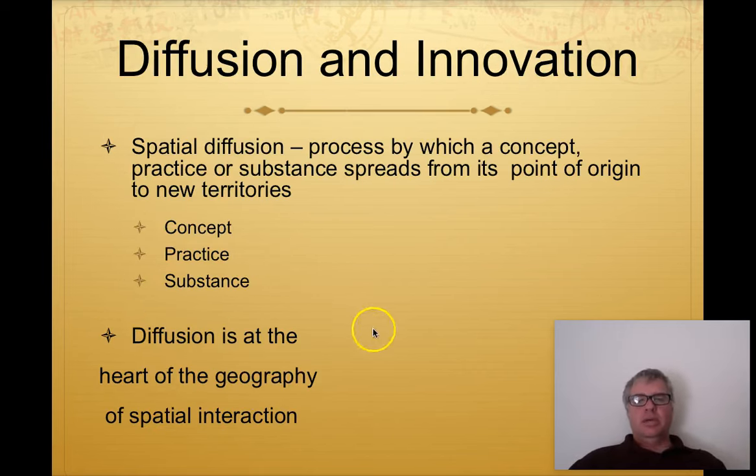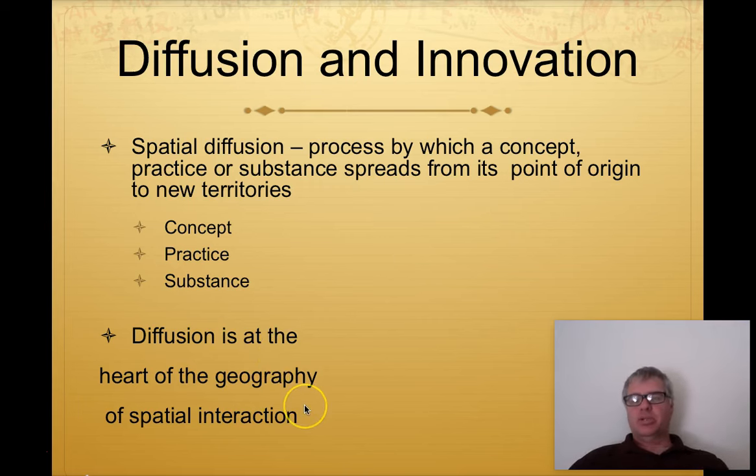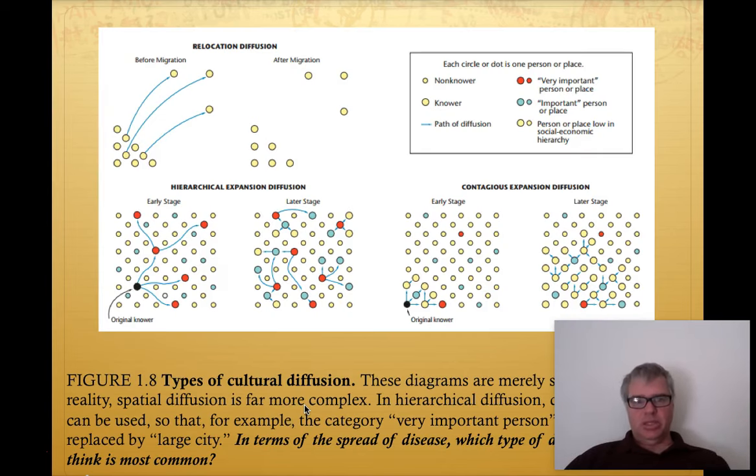All right, so as mentioned in the last section, these cultural traits move and diffuse, right? And so spatial diffusion is the process by which a concept, practice, or substance spreads from its point of origin to new territories. I'm not going to beat this to death because we went over it last module, so if you didn't see that last module, make sure you check it out because diffusion is the heart of geography of spatial interaction in terms of what geographers really look at and study, right? And we had these three examples of relocation diffusion, hierarchical expansion diffusion, and contagious expansion diffusion. Very important.